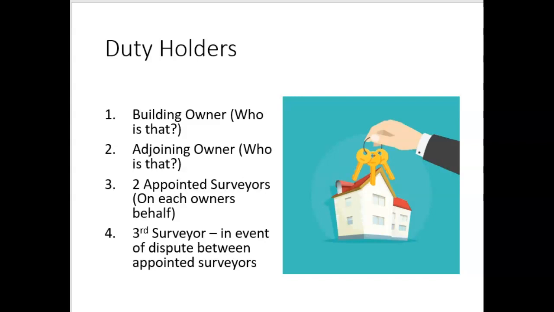For instance, if the property next door is let, and it's let on a lease which is more than a year in length, then the tenant and the owner of the building are both adjoining owners, and they both need to be notified, and they both need to agree to all the work, and they can both have surveyors and everything. So you keep them as two completely separate things.